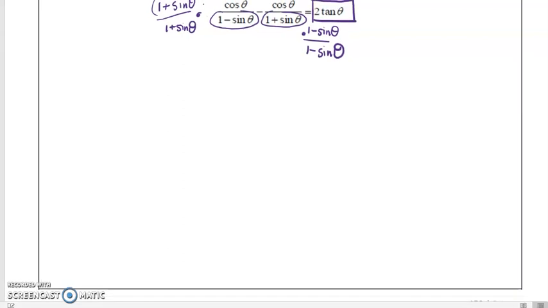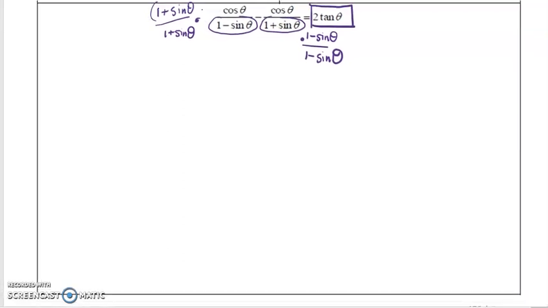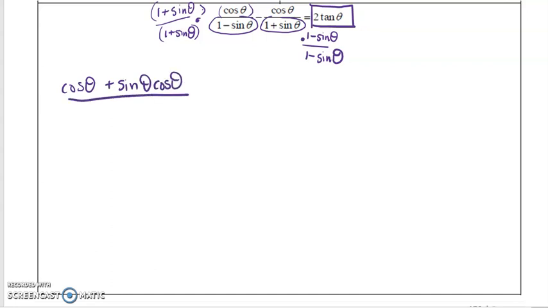Oops, I'm moving the screen, there we go. Okay. We have to take this fraction times the next one, so multiply the top, multiply the bottom. If I distribute in the cosine, I'll get cosine plus sine cosine. And if I distribute the two quantities in the denominator, I'll get 1 minus sine plus sine minus sine squared. Okay, going through some type of FOIL process.